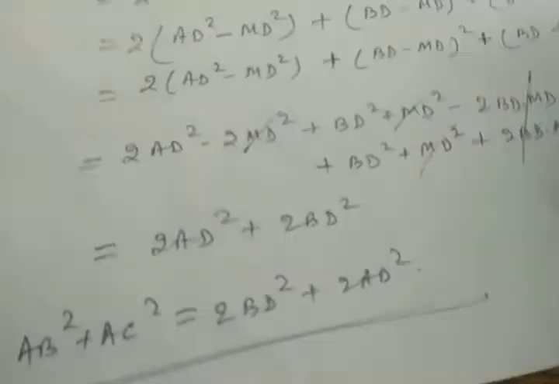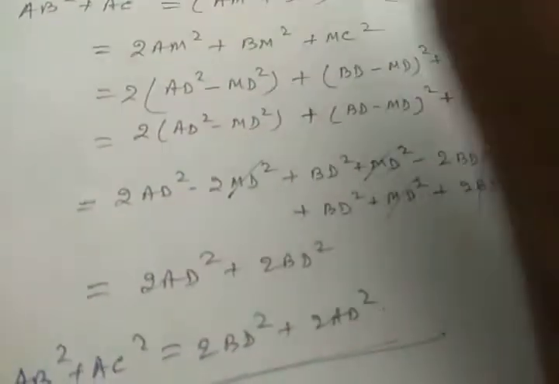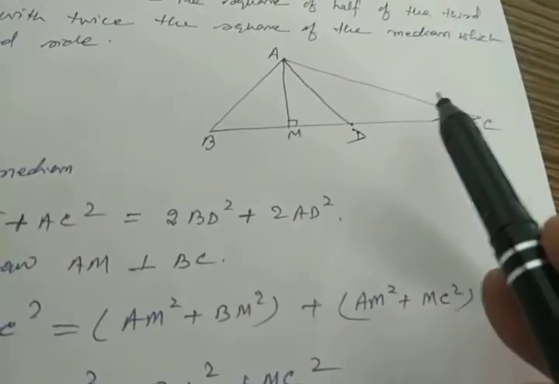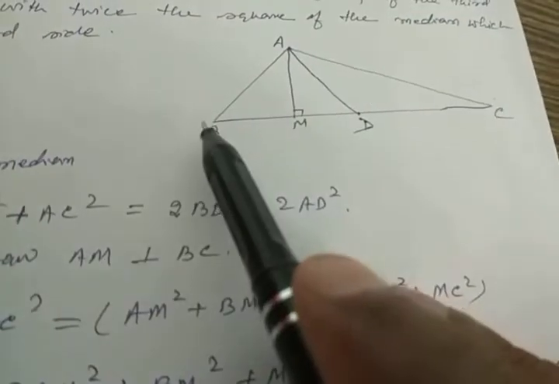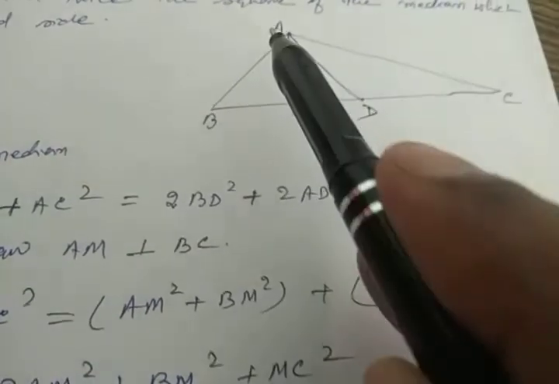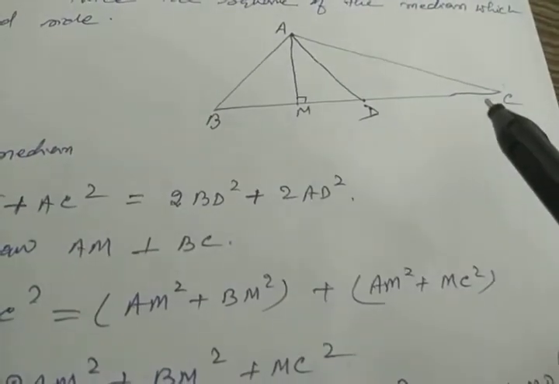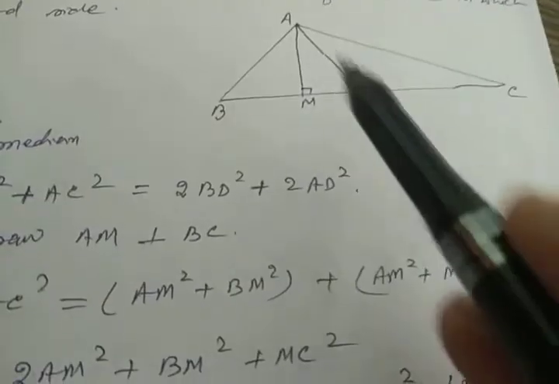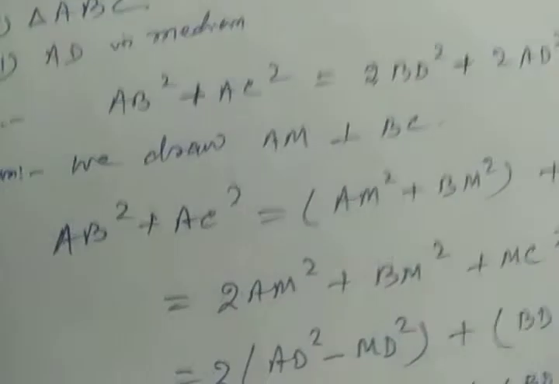So if you do the practice, you will find it is quite easy. Simply you have to use the Pythagoras result for all these three right triangles. At first for AB square, we take triangle ABM. For AC square we take the triangle AMC. Okay, and then convert once again, and you can get the result. Is it clear?